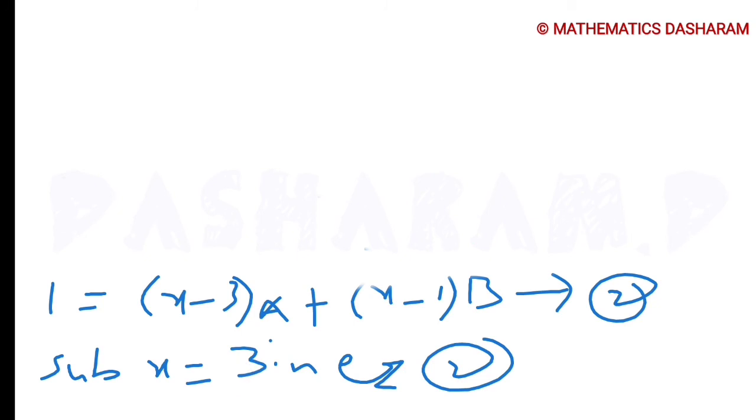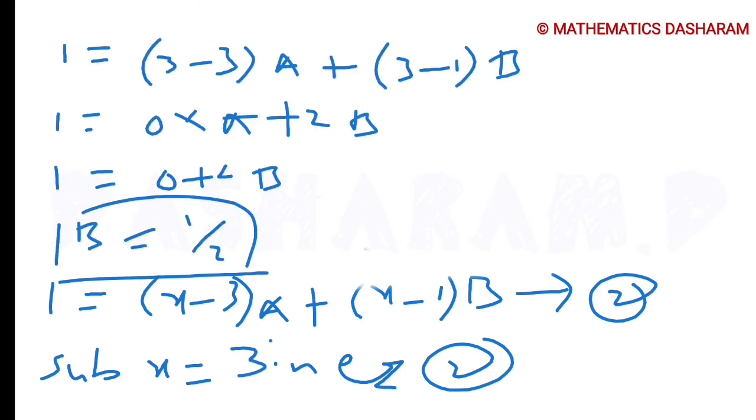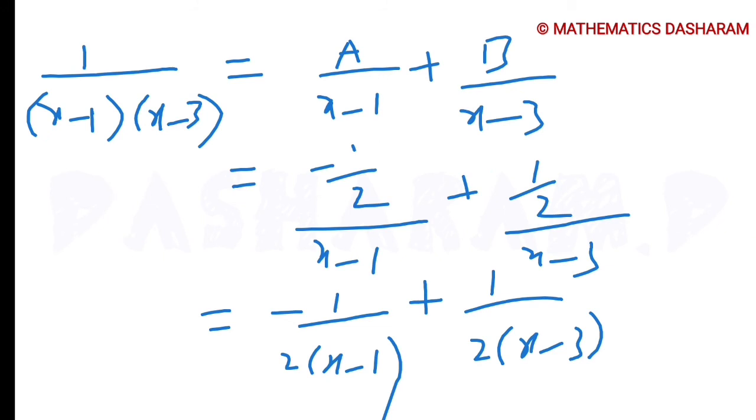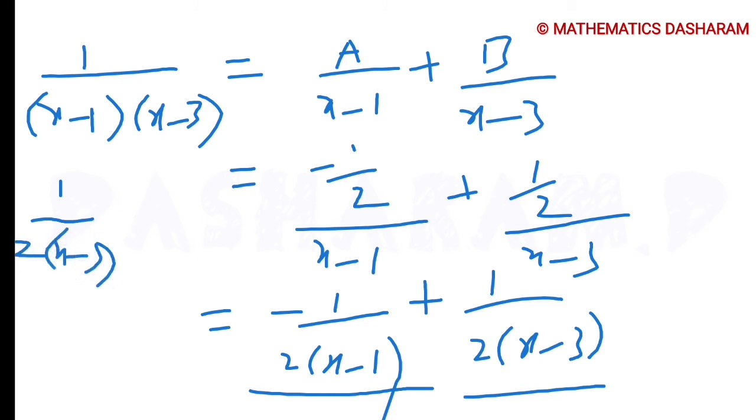Substitute x equals 3 in equation 2 to get the b value. So the b value is 1 by 2 and the a value is -1 by 2. Substitute them in equation 1. So the answer is -1 by 2 into (x - 1) plus 1 by 2 into (x - 3). We can rewrite this answer just by writing the first term 1 by 2 into (x - 3) and the second term next, minus 1 by 2 into (x - 1).